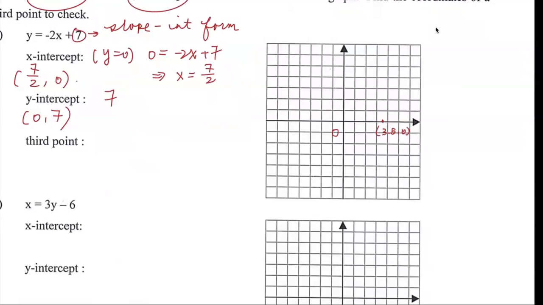Okay, and then we have 0, 7. We have 1, 2, 3, 4, 5, 6, 7. This is 7. So this is 0, 7. And now we join these 2 points, and this will be the straight line that we need to find.